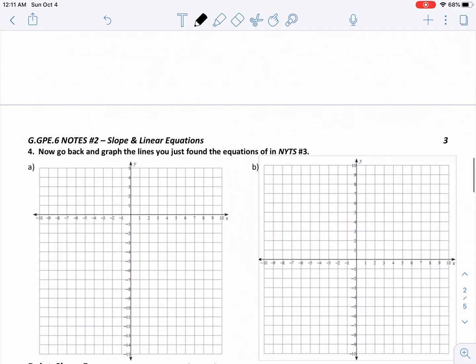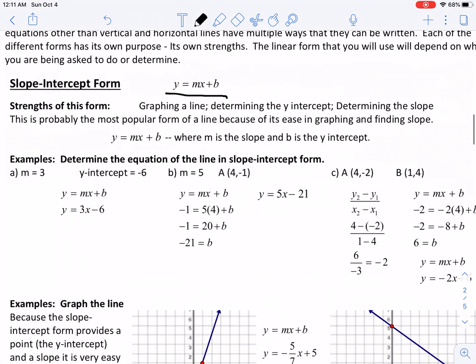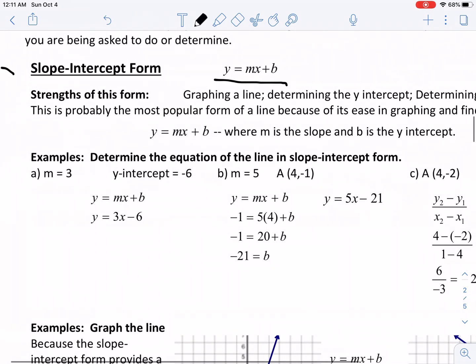Now let's go back to slope-intercept form first and focus on this guy. Okay, so slope-intercept form, that's y equals mx plus b. The nice thing about the slope-intercept form, it's easy to work with. Oftentimes, word problems are associated with it. There we go. And then this is also the guy that makes it easiest to graph a line with, okay?